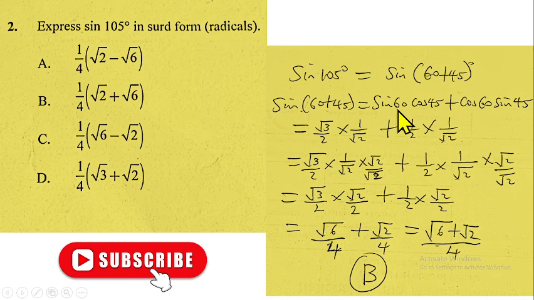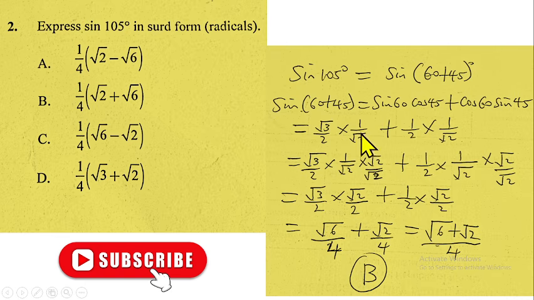So sine 60 is root 3 over 2 because we have the trigonometric ratio of special angles. Sine 60 is root 3 over 2, cos 45 is 1 over root 2, plus cos 60 also is 1 over 2, then sine 45 is 1 over root 2. Then from there, if you are familiar with surds, you can see that we will do something to this 1 over root 2. That means we will rationalize it.